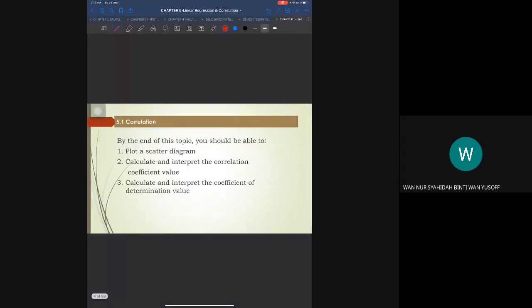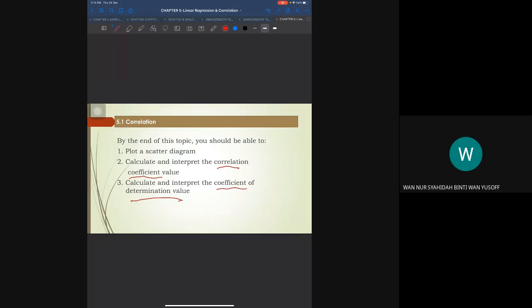So the first subtopic, correlation. By the end of this topic, you should be able to plot the scatter diagram, calculate and interpret the correlation coefficient value, and calculate and interpret the coefficient of determination values. Other than knowing the notation, because we have notation for each value that we calculate here, you need to know also the terms that we use. Correlation coefficient value, what is that? Coefficient of determination value, what is that?